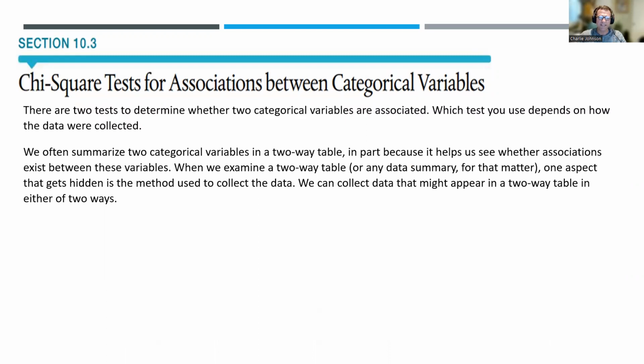We often summarize two categorical variables in a two-way table, in part because it helps us see whether associations exist between these variables. When we examine a two-way table, or any data summary for that matter, one aspect that gets hidden is the method used to collect the data. We can collect data that might appear in a two-way table in either of two ways.